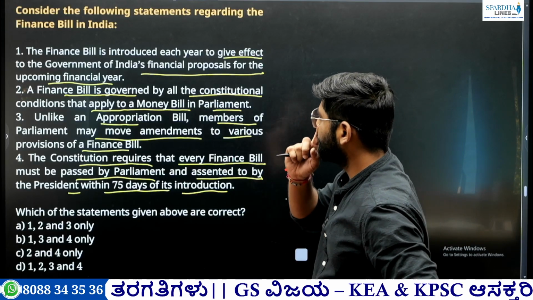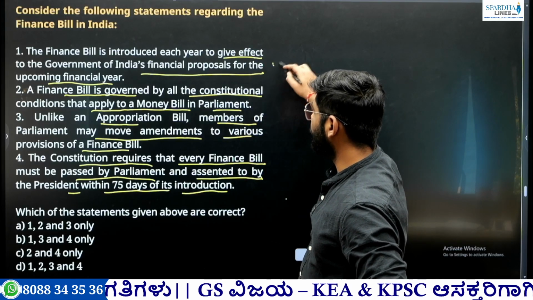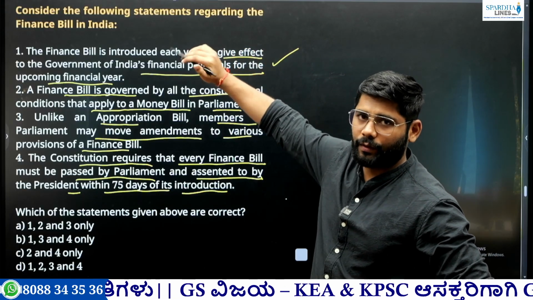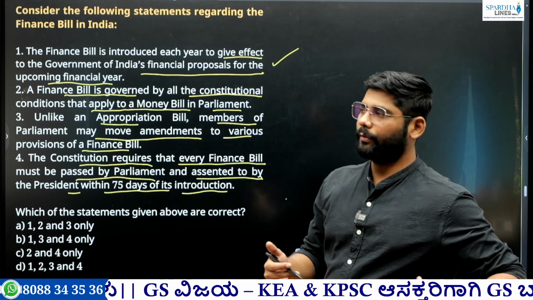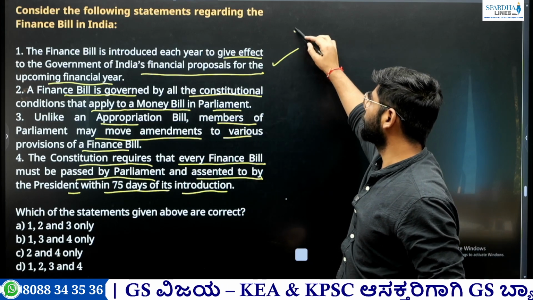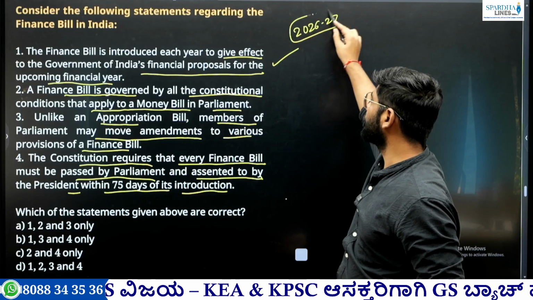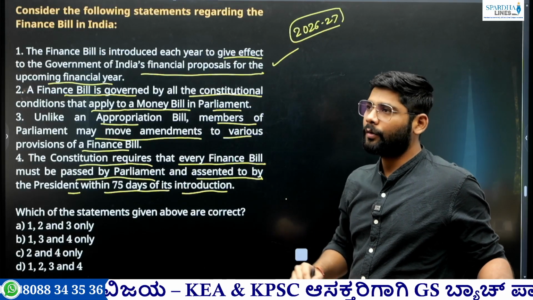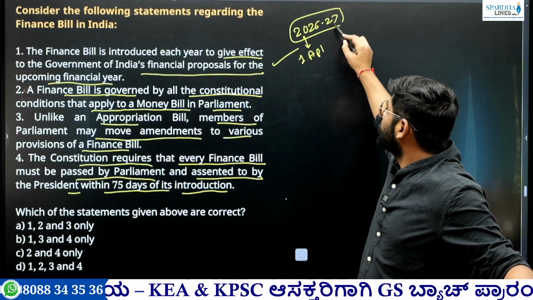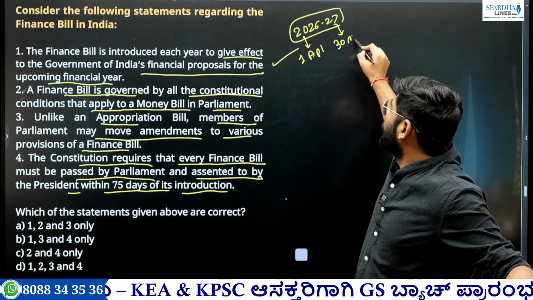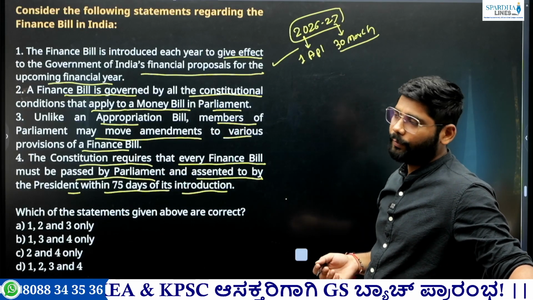So first statement: the finance bill is introduced each year to give effect to the Government of India's financial proposals for the upcoming financial year. Usually they name the budget for the next year. So next time it will be introduced as the 26-27 budget, for the financial year 26-27, because it will start from the 1st of April 2026 and end on 31st March 2027. So it will be for the upcoming year.